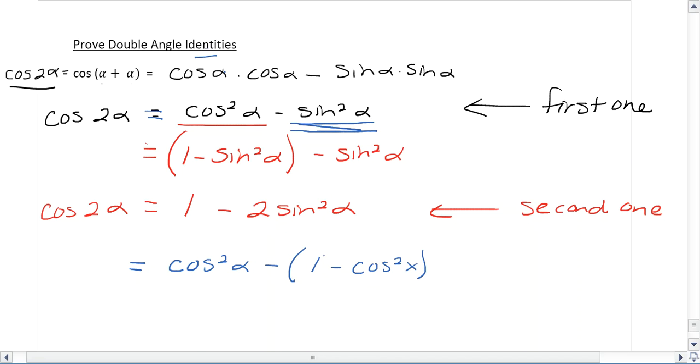And once again, if I distribute the negative sign, I'll change that to plus, minus, plus. If I have 1 cosine squared alpha plus another cosine squared, whoops, I made an x, let's make that an alpha, I end up with 2 cosine squared alpha minus 1. And that one is the third one on the list of double angle identities. So now we have proven all of them on the pink sheet. Now we can use all of them in our work.